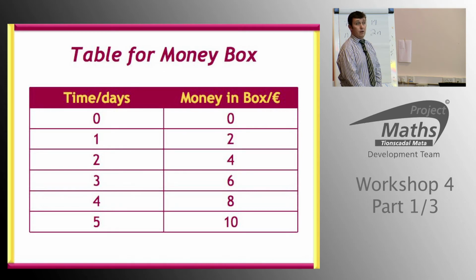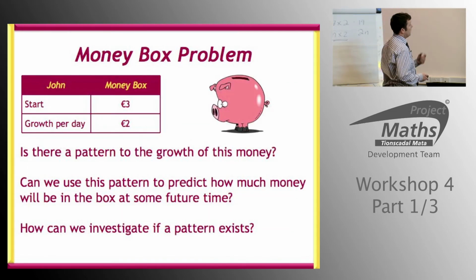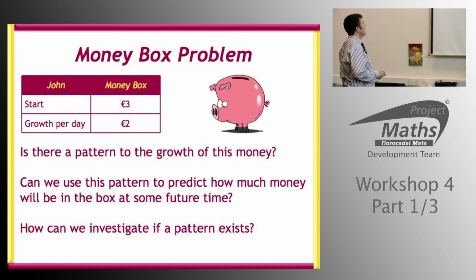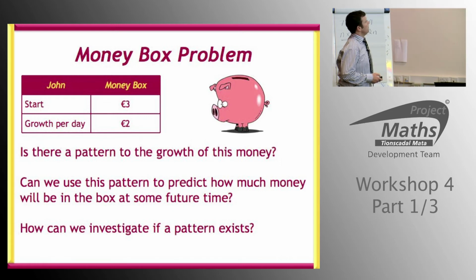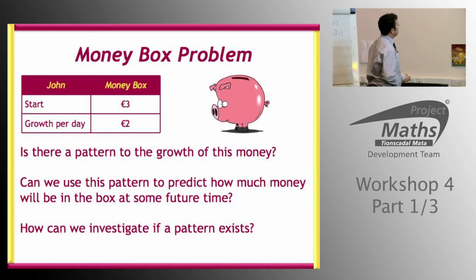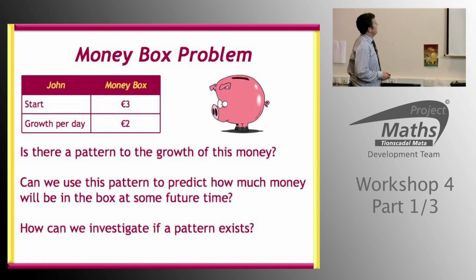Just multiply by 10. Just multiply what by 10? 2. Multiply the 2 by 10, exactly. Now let's see, does it fit into our patterns in any way? Okay, now let's look at this one then. John and the money box of €3.